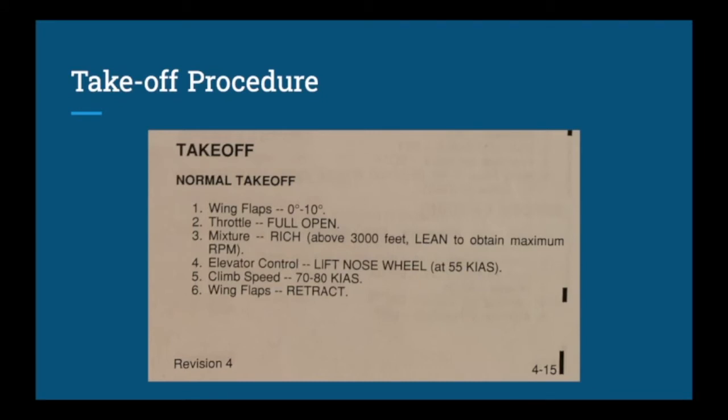Here's our takeoff procedure out of the POH. A normal takeoff, flap 0 to 10 degrees. Full throttle. The mixture should be rich from your pre-takeoff checks. You're going to lift the nose wheel at 55 knots. You hold it, essentially doing a wheelie down the runway. Just wait for the airplane to lift off. And once the airplane lifts off, you're going to climb out at 70 to 80 knots. And then you would retract your flaps at a safe altitude.